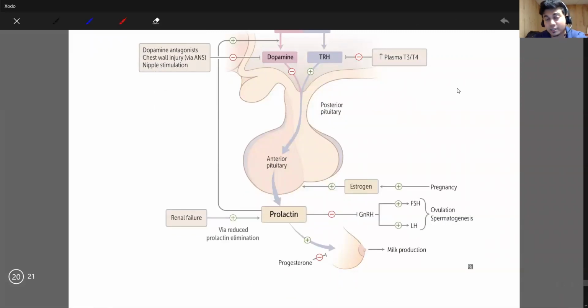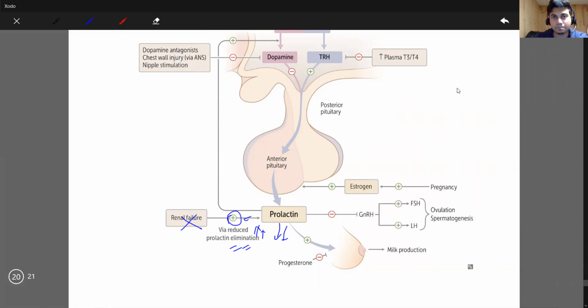Last thing is if someone has renal failure, the kidney is not functioning, the prolactin will accumulate in the body because prolactin, when it is done working, usually goes with the blood to the kidney and filters out through the urine. So if there's renal failure, there'll be less excretion of prolactin, more accumulation of prolactin that leads to increased level of prolactin.